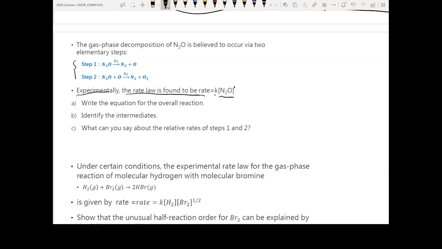So the first thing you need to do is write down the equation for the overall reaction. Okay, so if you write these things down, we know O and O are going to cancel out, right? So on the left-hand side, what we're going to have is 2 N2O5 is going to give you 2 N2 plus O2. Oh, sorry, not N2O5, N2O.